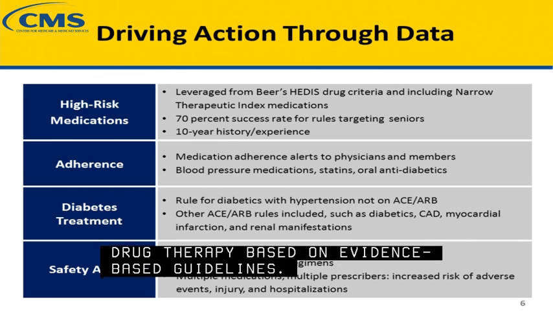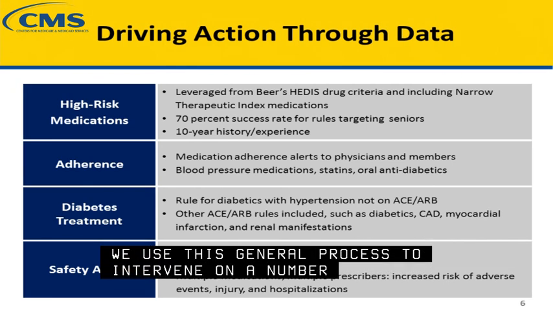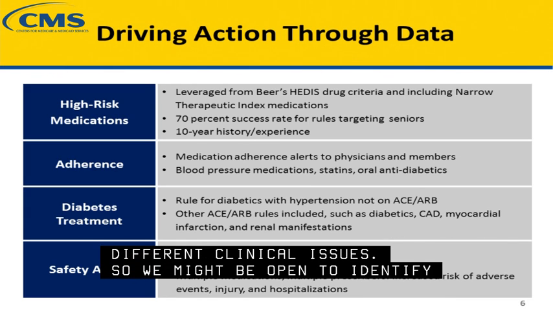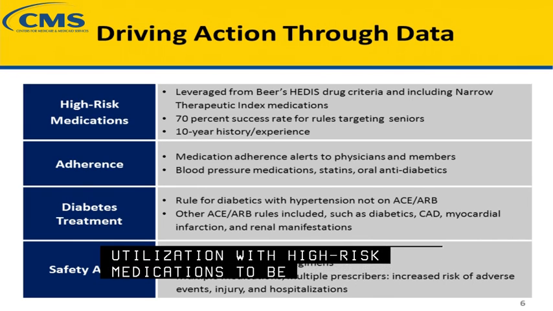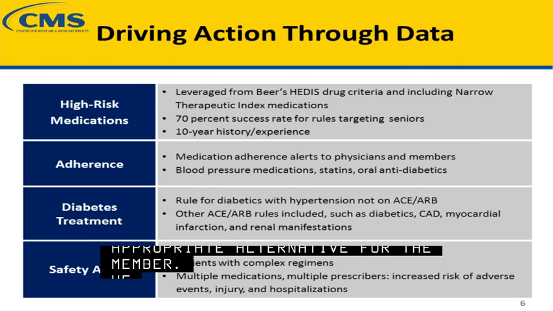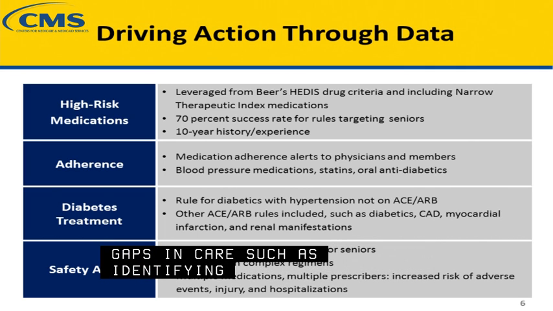So we might be able to identify utilization of high-risk medications to be able to intervene and suggest a more appropriate alternative for the member. We can also identify potential gaps in care, such as identifying the need for an ACE inhibitor or an ARB for patients who have diabetes and hypertension.